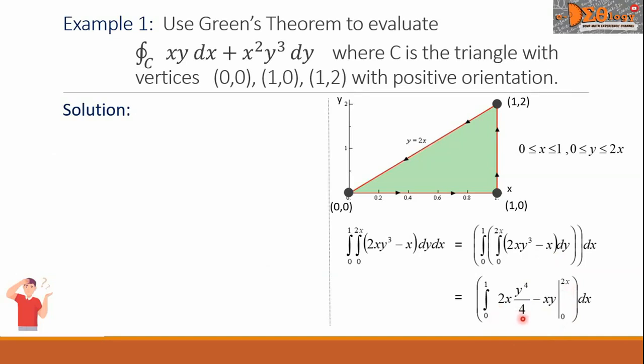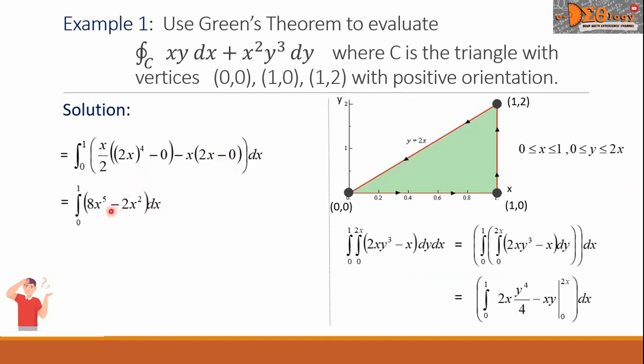So this 2 and the 4 can be simplified into 1/2. So we write here x over 2 times the quantity 2x raised to power 4 minus 0 raised to power 4, which is simply 0. Minus, for the xy, it becomes x times the quantity 2x minus 0. Simplifying this further, the first group becomes 8x raised to 5 minus 2x squared.